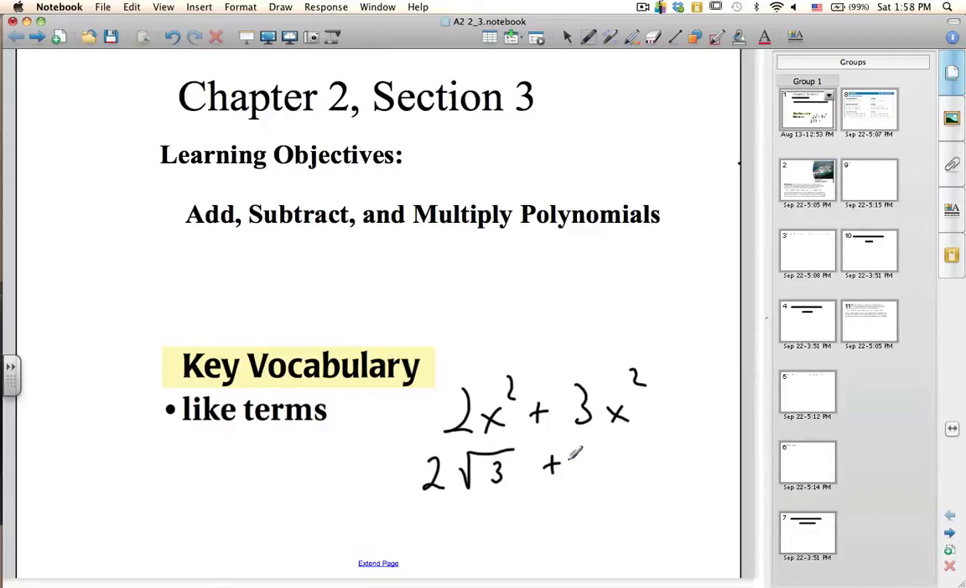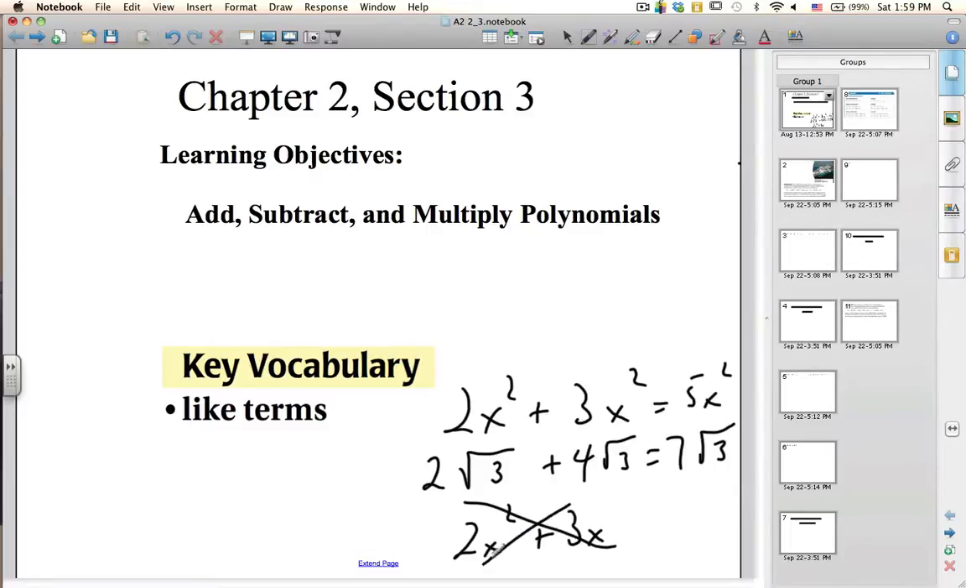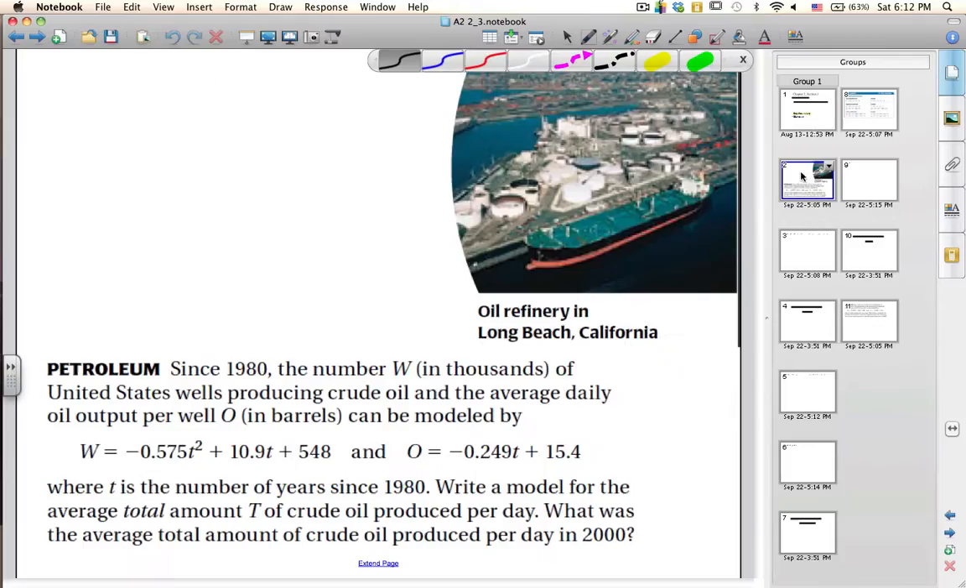2 radical 3 plus 4 radical 3 is equal to 7 radical 3. So this would be equal to 5x squared. But when you have items that are not like, for instance, 2x squared plus 3x, these are not like terms and they can't be added together, right? So that's something that you already are pretty much aware of.